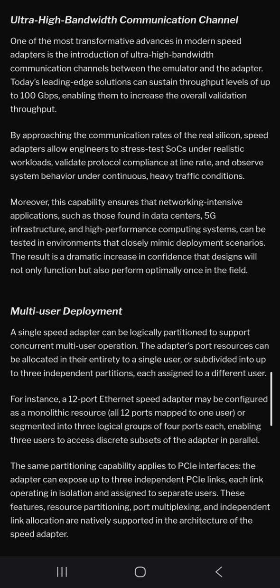By approaching the communication rates of real silicon, speed adapters allow engineers to stress test SoCs under real workloads, validate protocol compliance at line rate, and observe the system behavior under continuous heavy traffic conditions. Moreover, this capability ensures that network-intensive applications, such as those found in data centers, 5G infrastructure, and high-performance computing systems, can be tested in environments that closely mimic deployment scenarios. The result is a dramatic increase in confidence that the design will not only function, but also perform well once in the field.